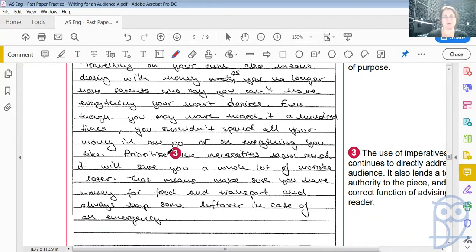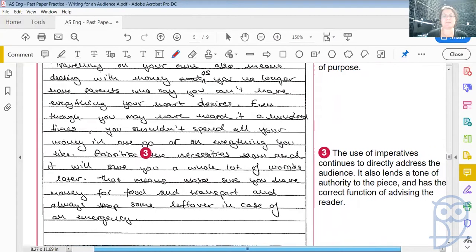Examiners made a comment here after "prioritize." They have said that the use of imperatives continues to directly address the audience. An imperative is a kind of command word, like sit down, stand up, spend wisely, prioritize the necessities. By doing that, you're still addressing the audience directly, and that's what the examiner liked. It also lends a tone of authority to the piece and has the correct function of advising the reader.